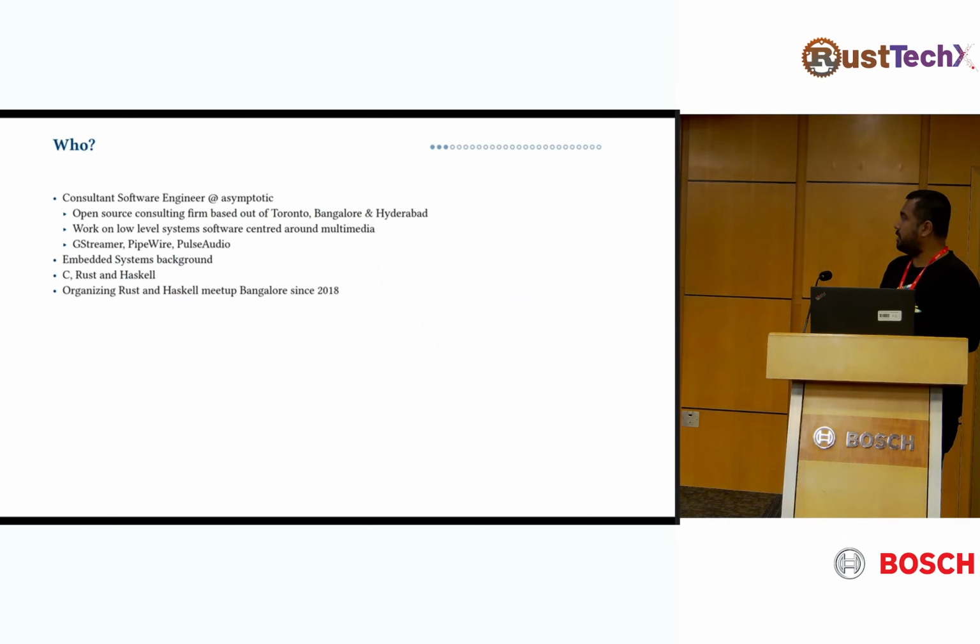So quick intro about myself. I work at Asymptotic. We are an open source consulting company, primarily providing services around GStreamer and Pipewire. I'm primarily from an embedded systems background. First 10 years I wrote C, but last 5 years or so I've been writing primarily Rust and also a bunch of others. I also organize the Rust and Haskell meetups in Bangalore.